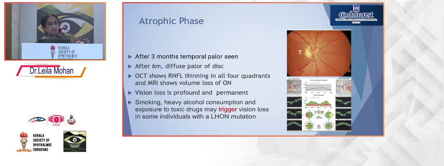After 3 months, temporal pallor may be seen. After 6 months, it may be a total pallor, optic atrophy. MRI shows a volume loss of the optic nerve also. Vision loss is profound and permanent. And there are some triggers like smoking, heavy alcohol consumption, and exposure to toxic drugs.